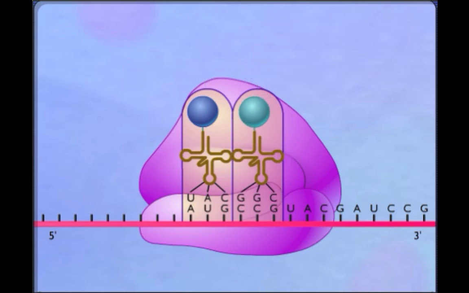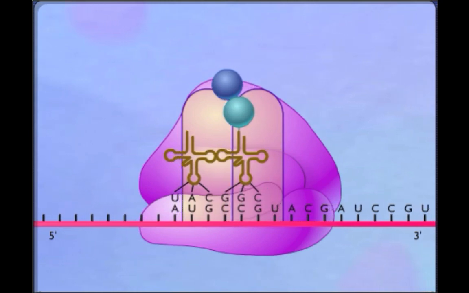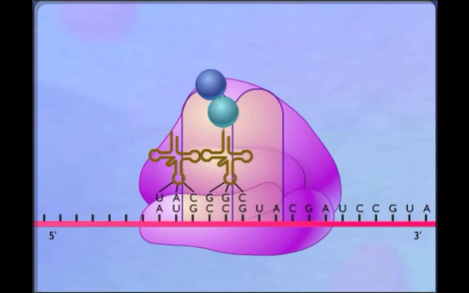The amino acid carried by the transfer RNA in the P site is then joined to the amino acid carried by the transfer RNA that just entered the A site. The ribosome now advances a distance of 1 codon and the first transfer RNA is released.